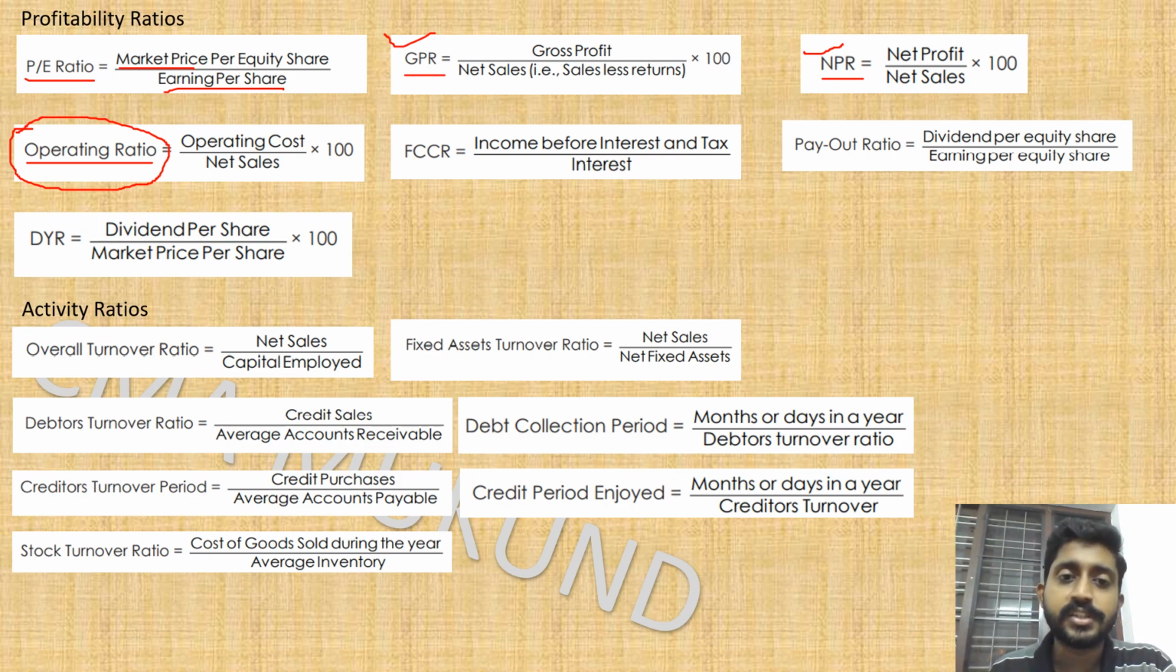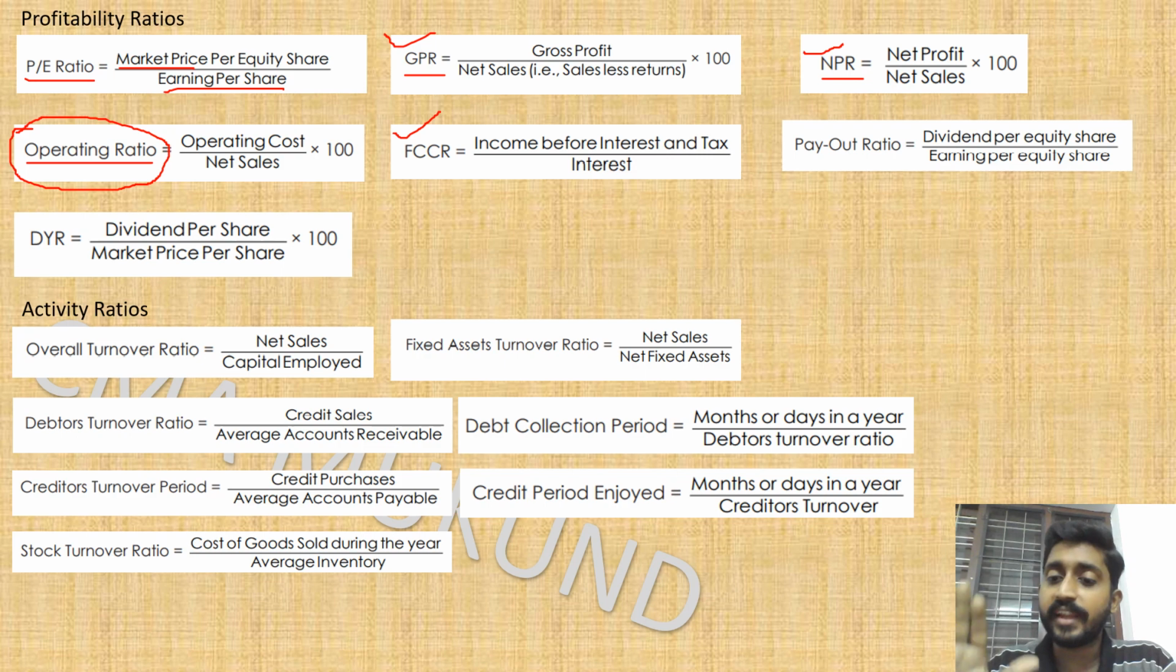Fixed cost coverage ratio. So income before interest and tax. So what is your earnings? Income is nothing but earnings as per P&L, earning before deducting the interest and before deducting the tax for the current year. So that is the income before interest and tax divided by interest.